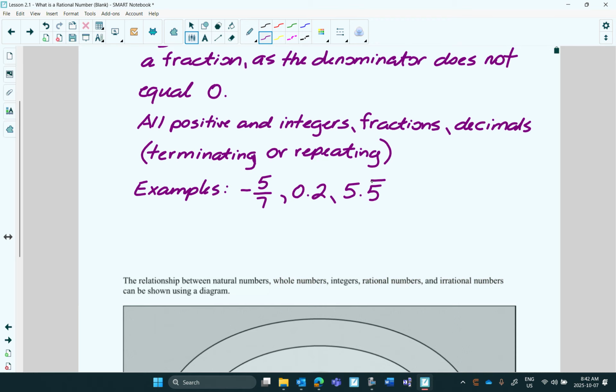What about all the numbers on the previous page? Is 3 a rational number? Can you write 3 as a fraction? Yeah, just toss it over 1, right? So any number on the previous page, the whole numbers, the natural numbers, the integers, they're all rational too, because you can write them all as fractions. So 0 or -10.